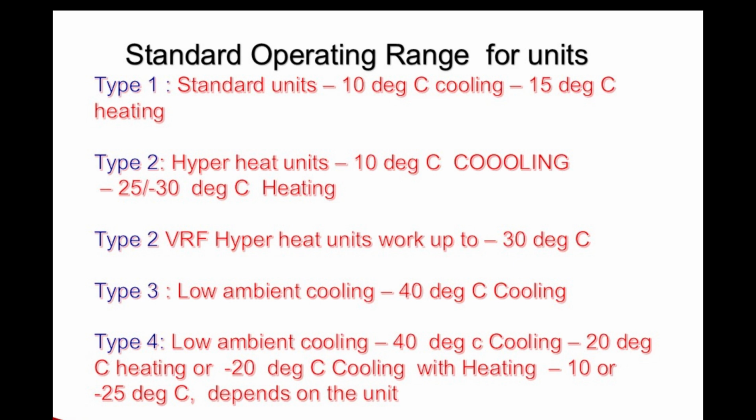Type 3. Low ambient cooling only unit. If you're using a 1 indoor, 1 outdoor setup, P-Series cooling-only units can operate in temperatures as low as minus 40 degrees Celsius, but it requires special hardware and software to operate in low ambient conditions. I've explained this in another video, so please check that for more details.